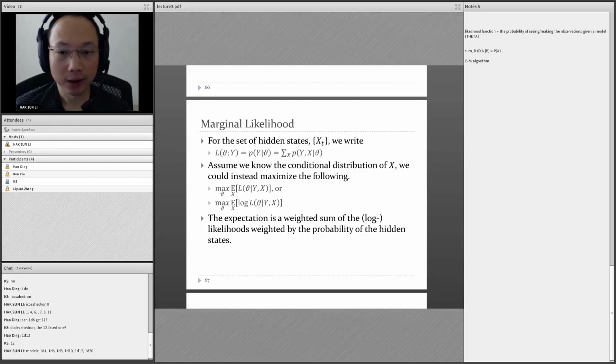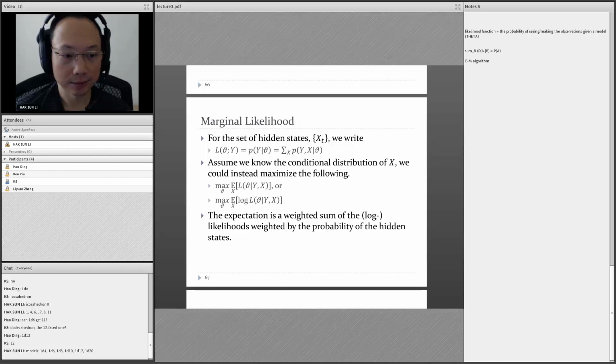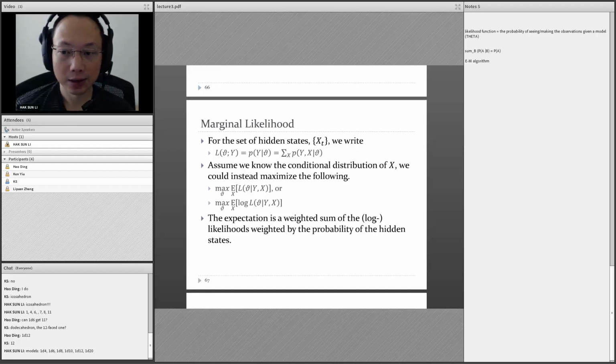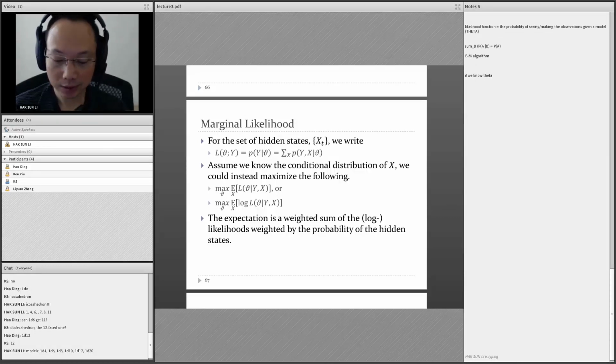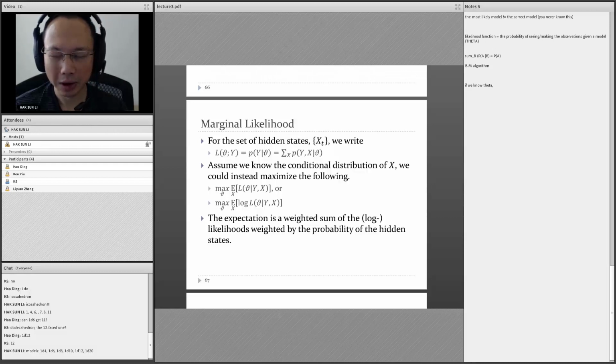EM algorithm. So again, we show that in order to maximize L with respect to theta, it's equivalent to maximizing this expectation with respect to theta. But maximizing this is a lot easier by introducing this hidden variable x. But in order to do this, you need to know x. In order to know x, you need to know theta. So basically, if we know theta, because theta is the ABCD in our Ornstein-Uhlenbeck process model, and theta completely determines the model that we want to choose, then if we know theta, we know everything.